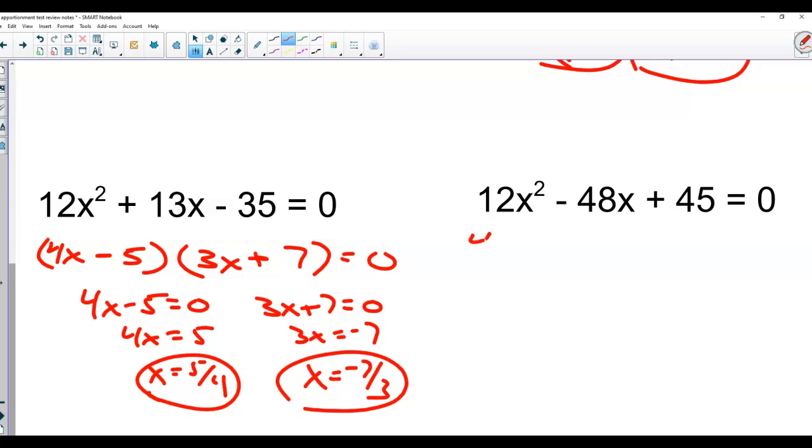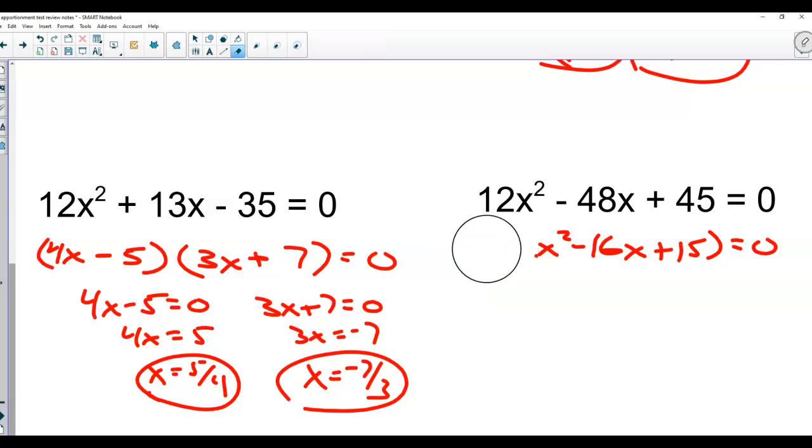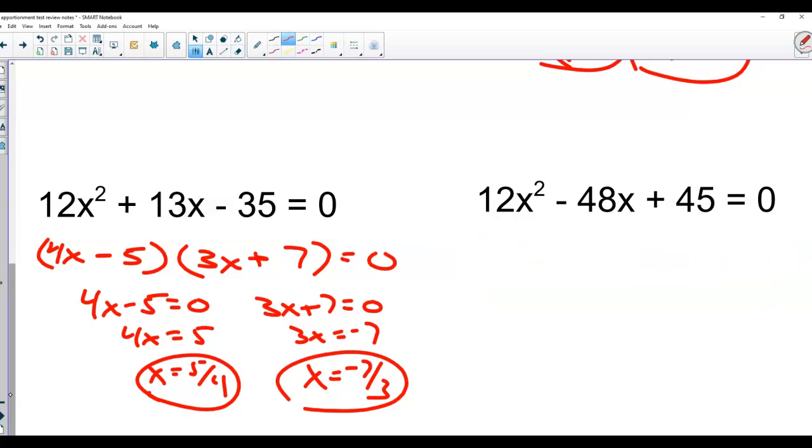Last one, I take a 4 out. Oops. I apologize. Take a 3 out, my bad. And we're left with 4x squared minus 16x plus 15. There we go, sorry. 4 doesn't go into 45. So 3 goes into 12 4 times, 3 goes into 48 16 times, 3 goes into 45 15 times.